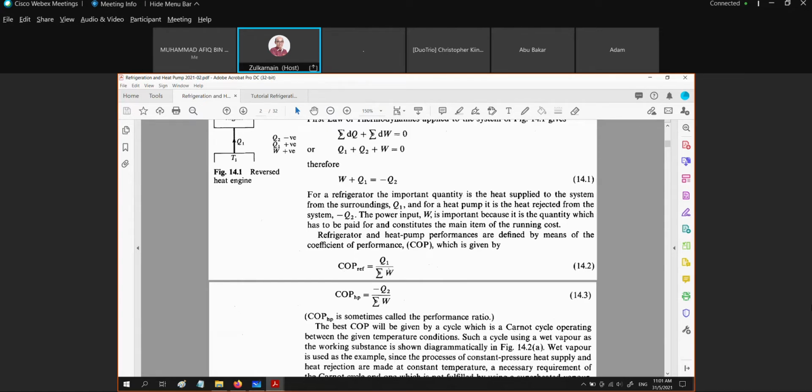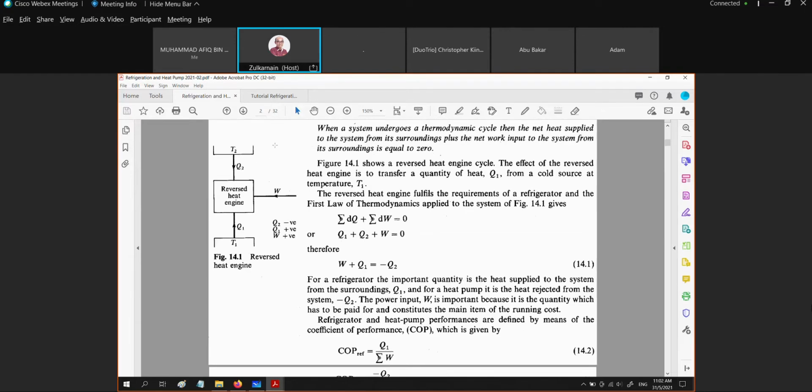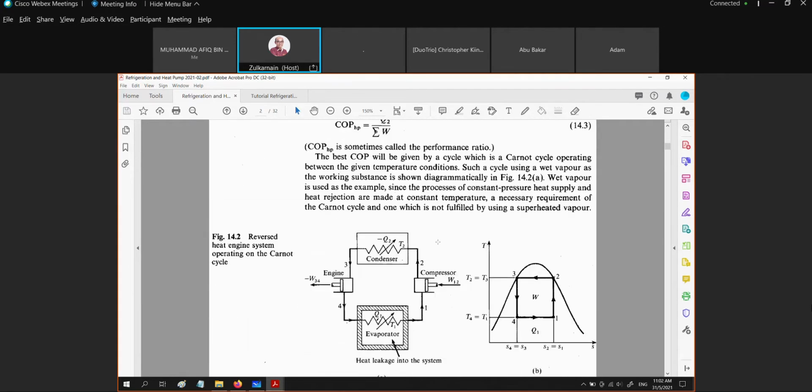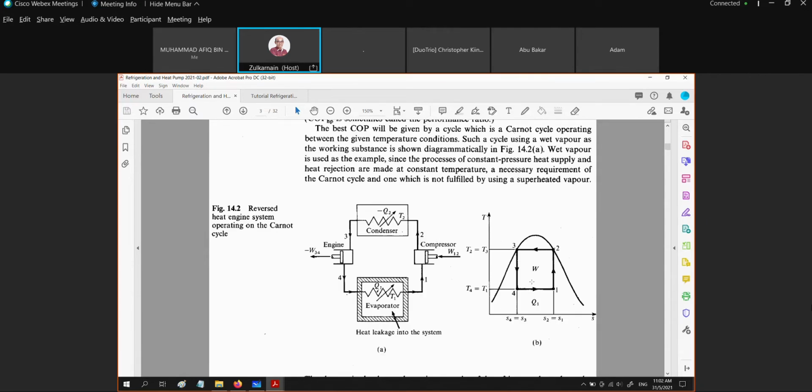COP of refrigeration by looking at the Q1 divided by the sigma W, where the sigma W in this case is the W net in. If we refer to this diagram, that's what we have learned in thermodynamics. So this is the reverse Carnot cycle. As I mentioned, we have four main components: the compressor, the condenser, the expansion engine, and also the evaporator.